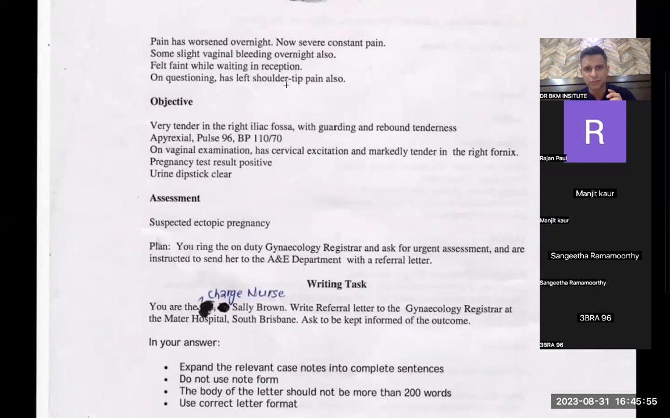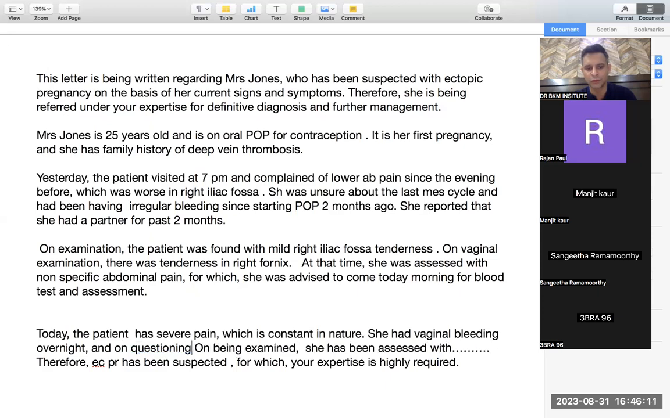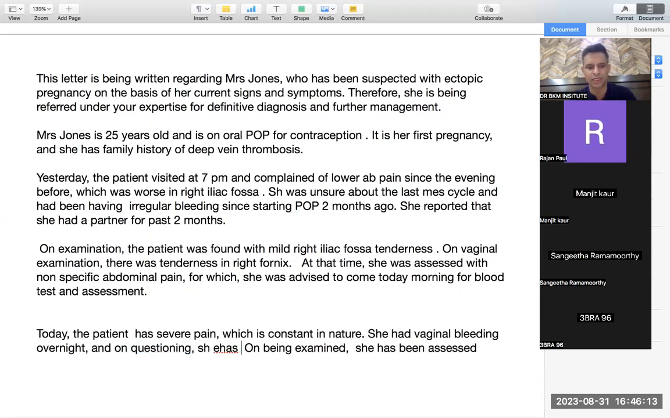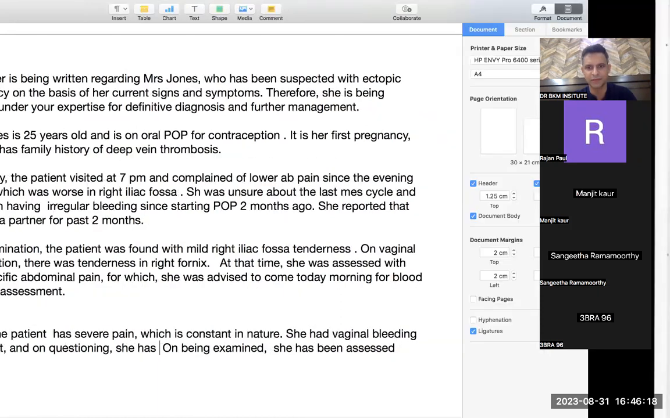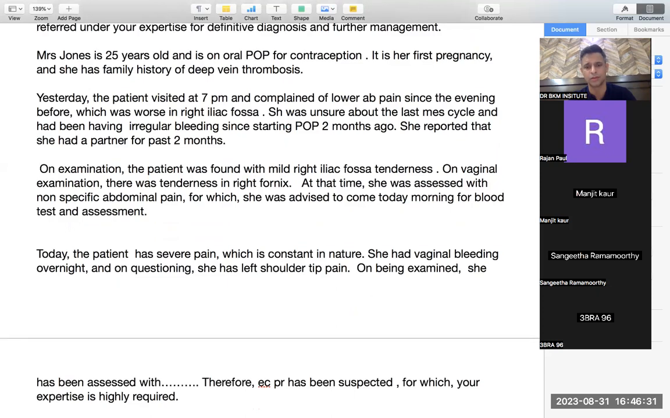Okay. Then on questioning, she has left shoulder tip pain. Same line, and to mix, I mix the words with and. And on questioning, if you don't want to write on questioning, then you can simply write and she has left shoulder tip pain. Which pain? Left shoulder tip pain also. She has left shoulder tip pain. Same things, no change at all.